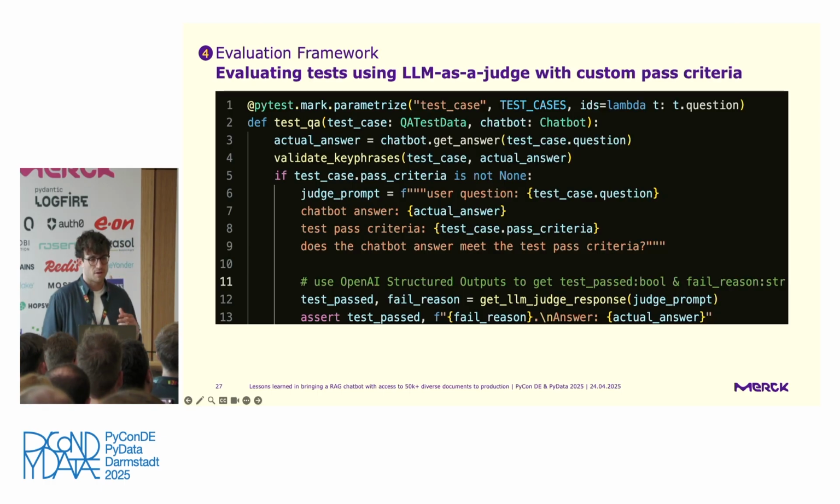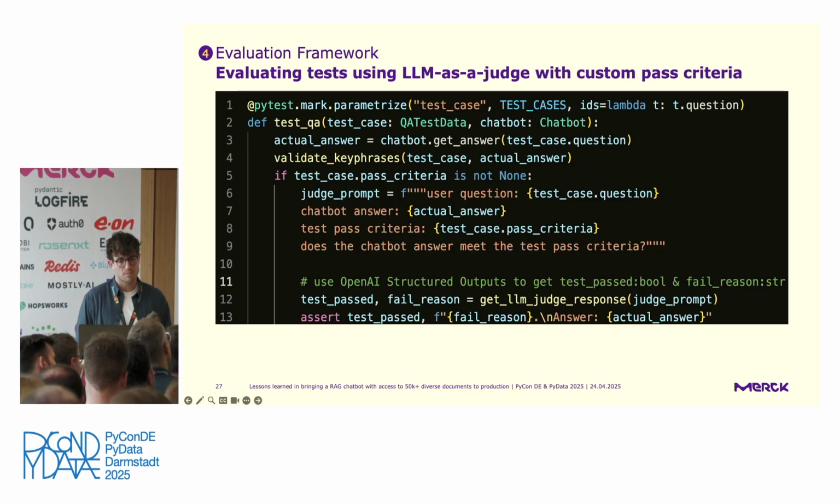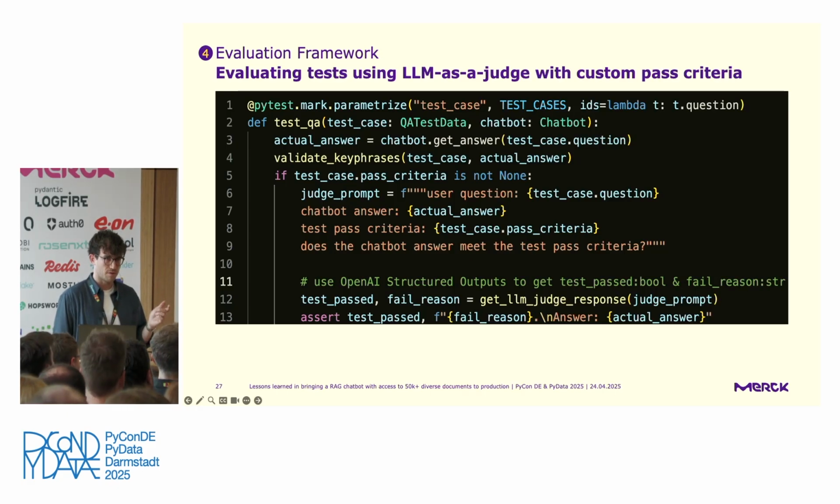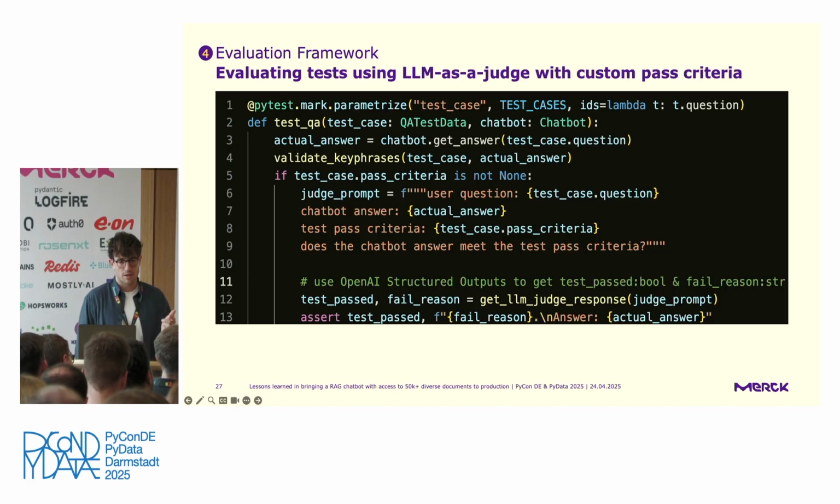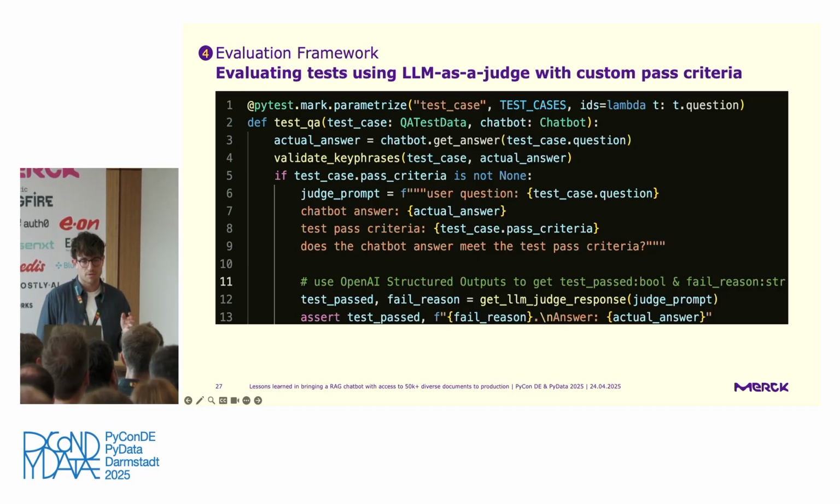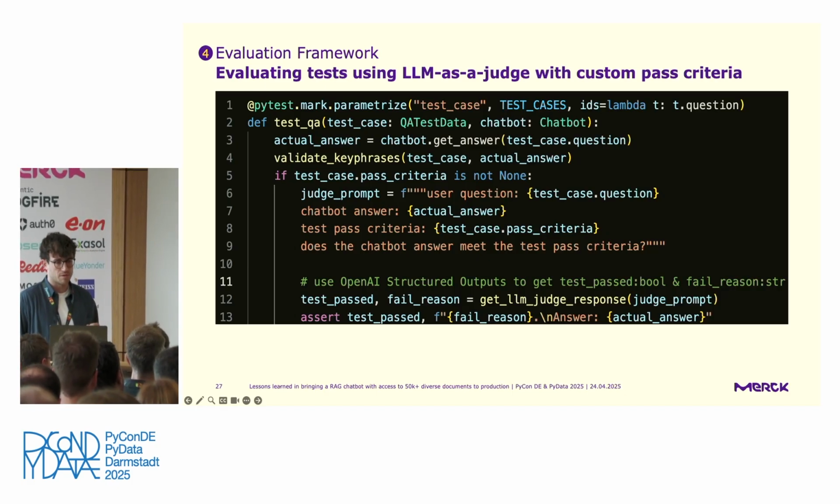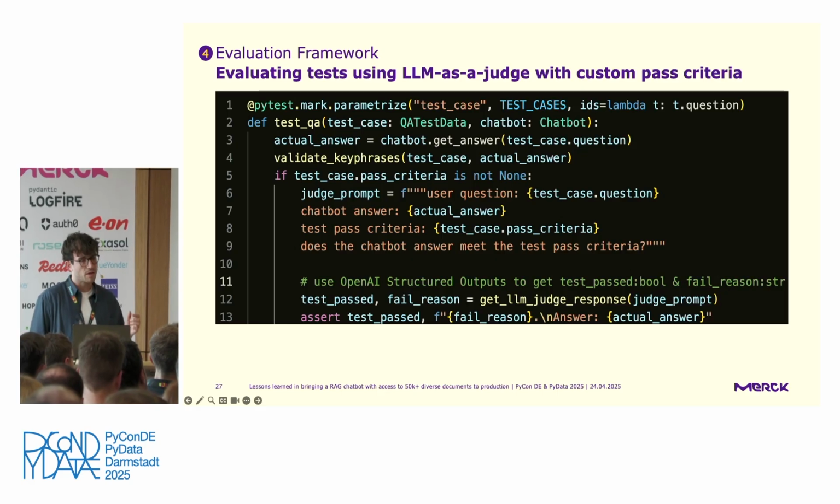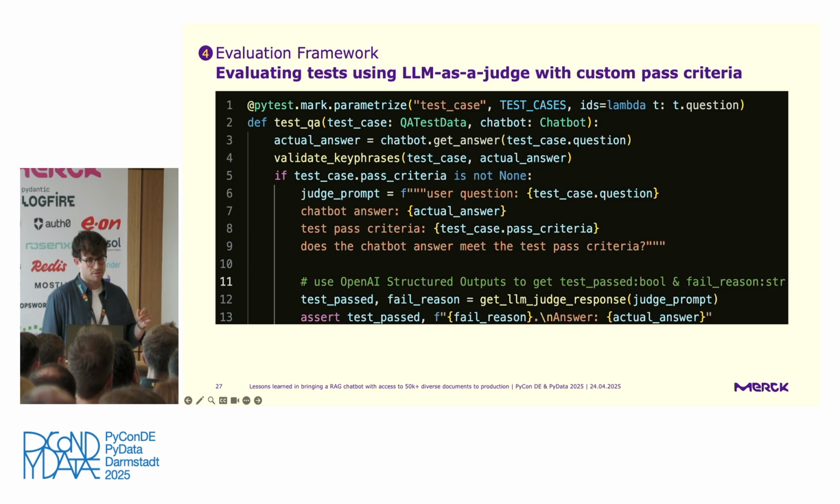So first, you saw the test cases before. We would use the PyTest parameterized feature to turn each of these QA test data instances into a test case. And then for each test case, we get the actual answer of the chatbot. You can see this here in line 3. And then in line 4, we would validate the key phrases. I will not show you the implementation here because, as mentioned, this is straightforward. But I want to show you a bit more detail about how this LLM-as-a-judge conceptually works. So if we have this pass criteria defined, then we would execute line 6 and following.